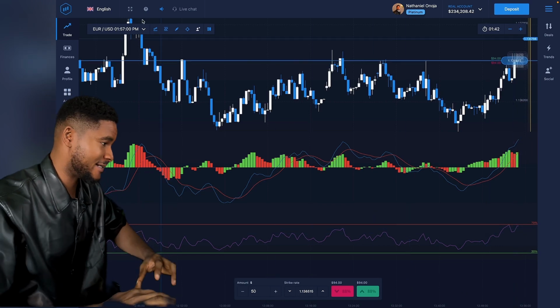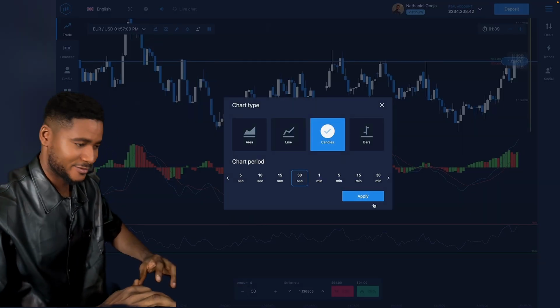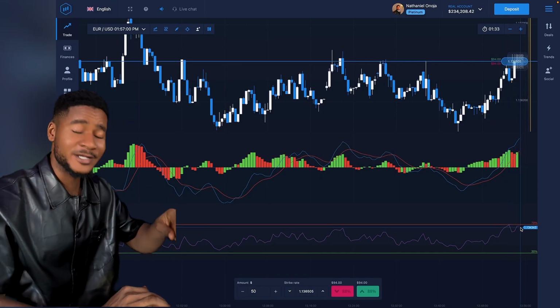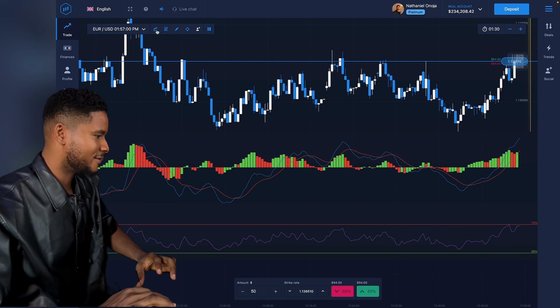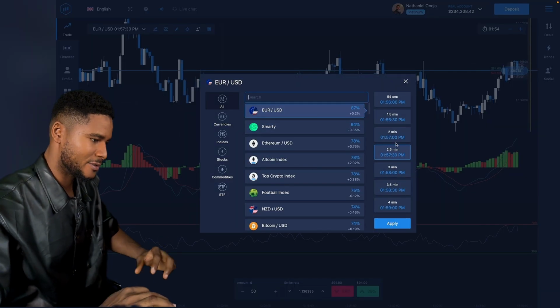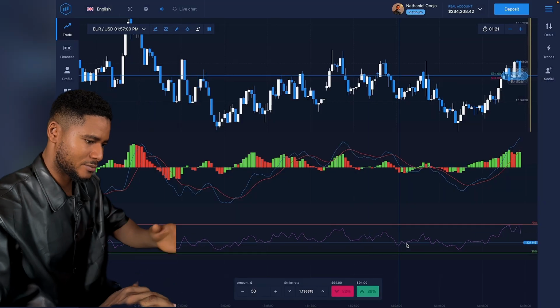You can see RSI. Let me show you, this is 30 seconds. First of all, it touched 70%, came down, went up again, and touched 70%. It's time for me to enter my trade. Trade duration. Let me set it again, put it back to 2 minutes. Oh, it is already dumping.